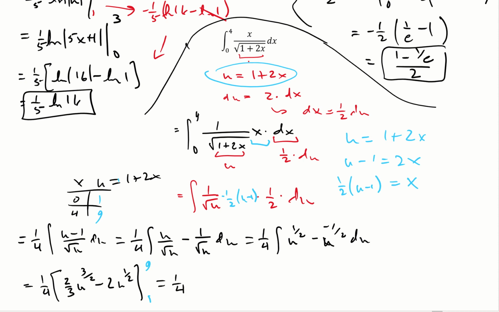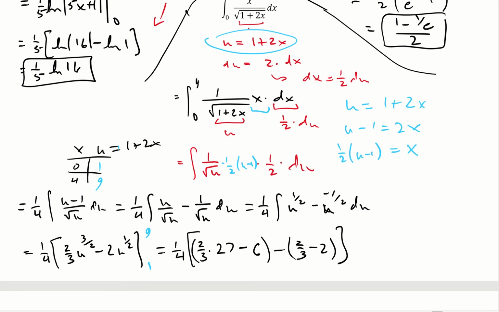This is the final answer. We just have to grunge through the numbers now. This is going to be 2/3 times 9 square rooted is 3, cubed is 27. 27 minus 9 square rooted is 3, so minus 6. Now look out, we're plugging in a 1 now. And here we get 2/3, no matter what 1 is. Whatever power it is, you just get this number, and then minus 2. So if we can figure this out, oh boy, we don't have any room. We can get the answer.